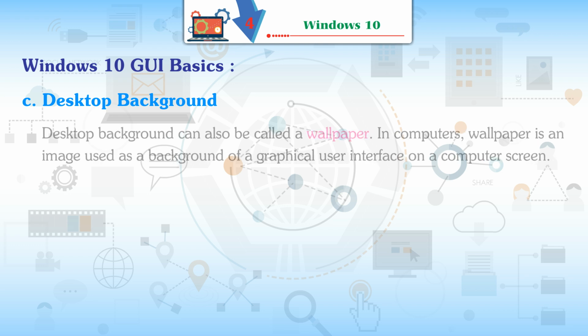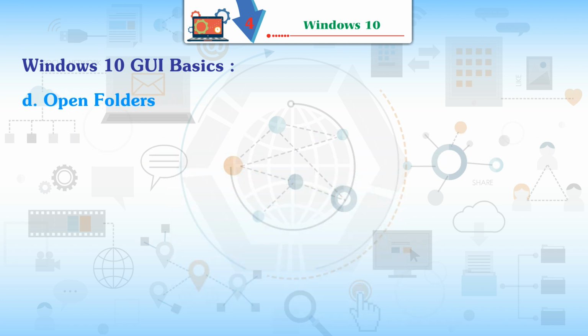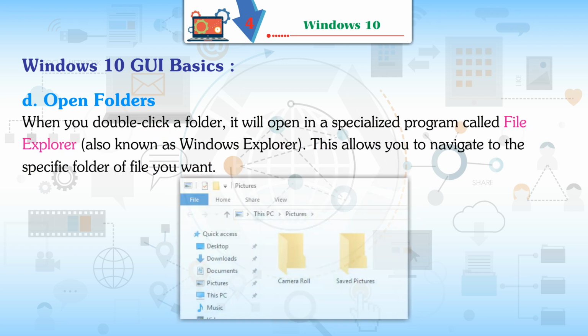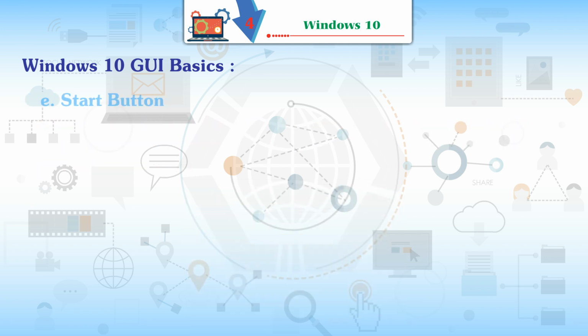Desktop background. The desktop background can also be called a wallpaper. In computers, wallpaper is an image used as a background of a graphical user interface on a computer screen. Open folders. When you double-click a folder, it will open in a specialized program called File Explorer. This allows you to navigate to the specific folder or file you want.